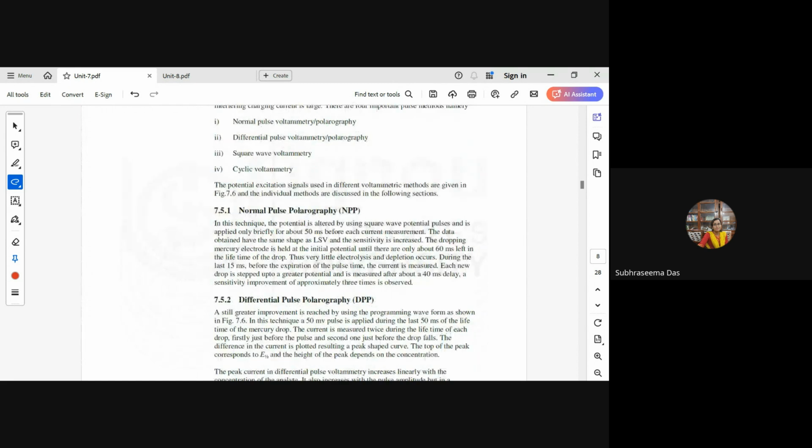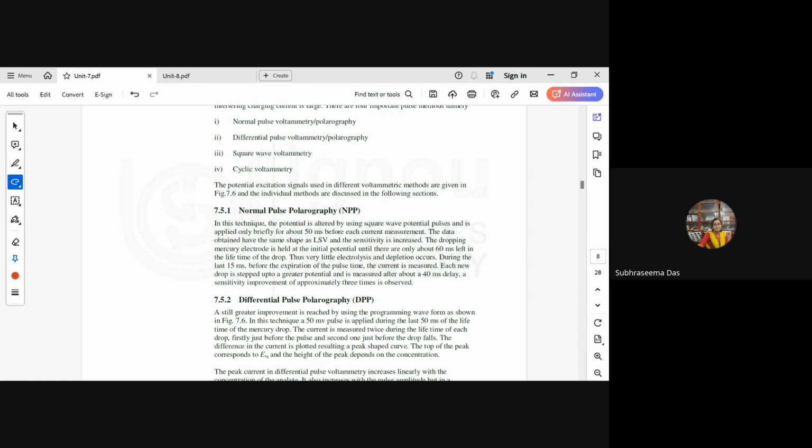Now, starting with normal pulse voltammetry or polarography, this is NPP. Here, the potential is altered by using square wave potential pulses, and it is applied briefly before each current measurement. The data here has almost the shape of a linear sweep voltammogram, and the sensitivity is increased here. The dropping mercury electrode is held at the initial position until there is some time left before the time of the drop. Thus, very little electrolysis and depletion occurs in this process, and the current is measured with great precision.